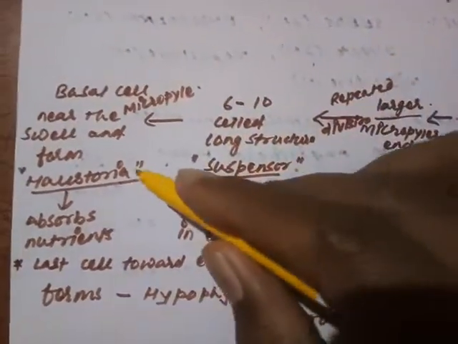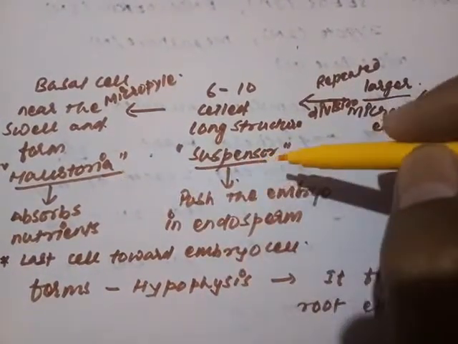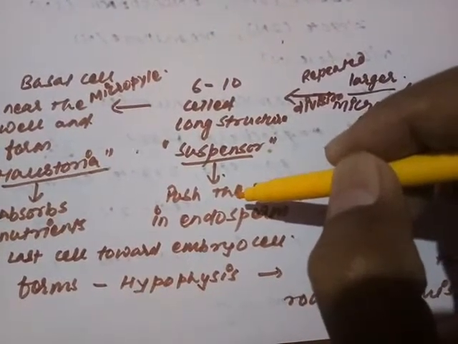Now we are going to understand the importance of the haustoria and the suspensor. These two structures are being formed. We'll see the diagram, then you will have a clearer idea about that.